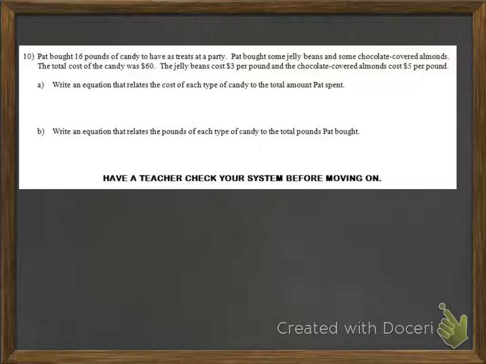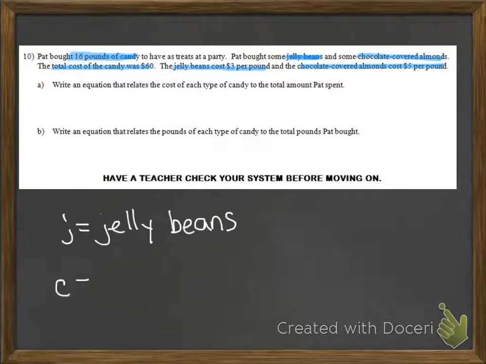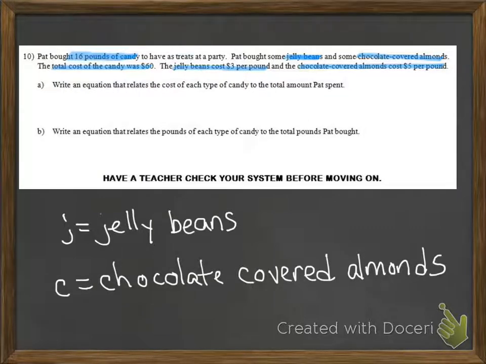So the first thing we need to do is write two equations, one that relates the cost of the candy to the total spent, and the other that relates the pounds of the candy to the total pounds bought. So first I'm going to go through and highlight all the important information. The two variables that we're working with in this situation are the jelly beans and the chocolate-covered almonds. So I'm going to use J and C to represent those.